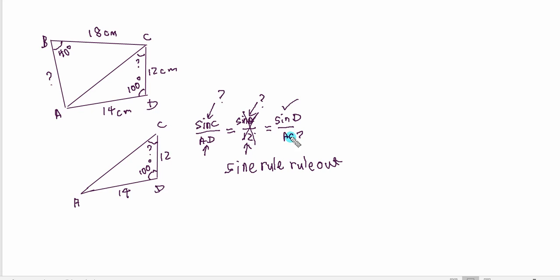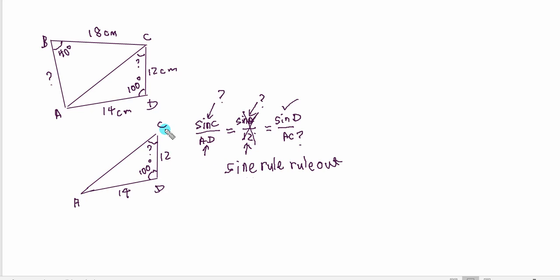Okay, once you can find AC, that means sine D over AC, with a known value of AC, in other words, this ratio is known. Once you find AC using the cosine rule first, then you substitute here, and you have this ratio known. Once this ratio is known, then you can go and find the unknown, like for example sine A. Okay, you can also go and find the AD. You got it? So you have to go stage by stage, looking at the situation.